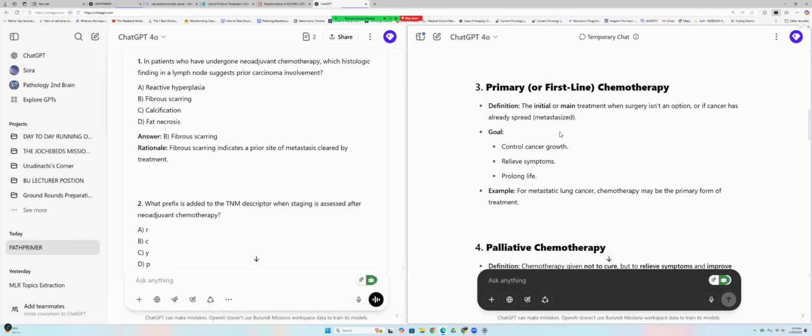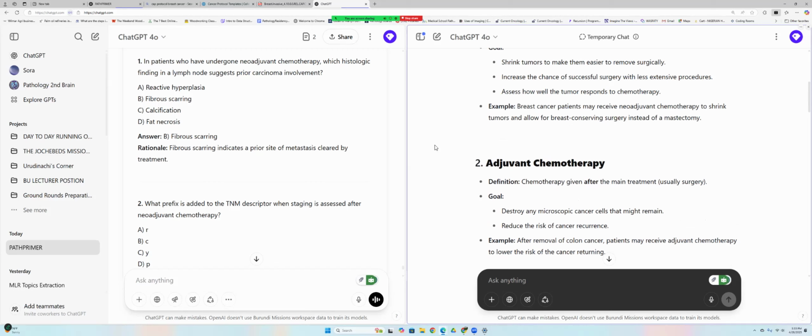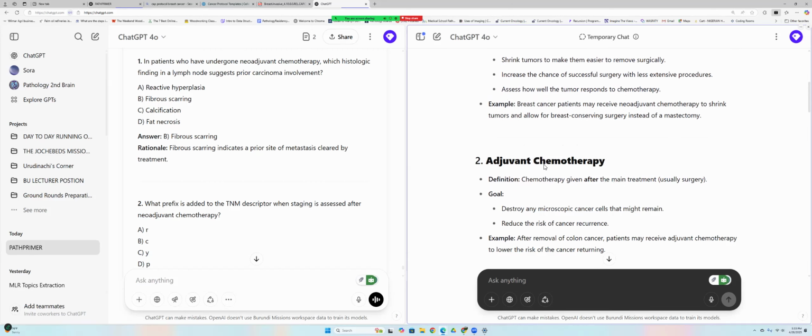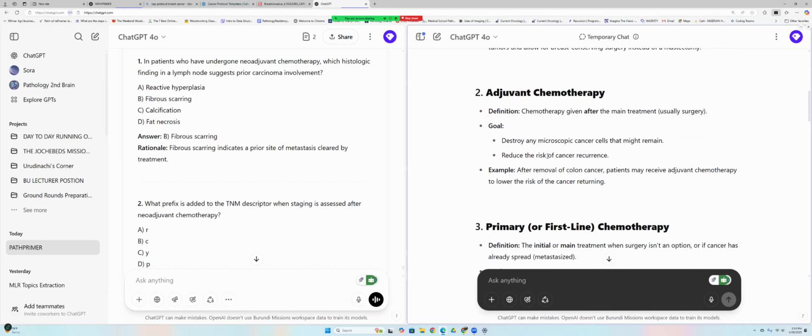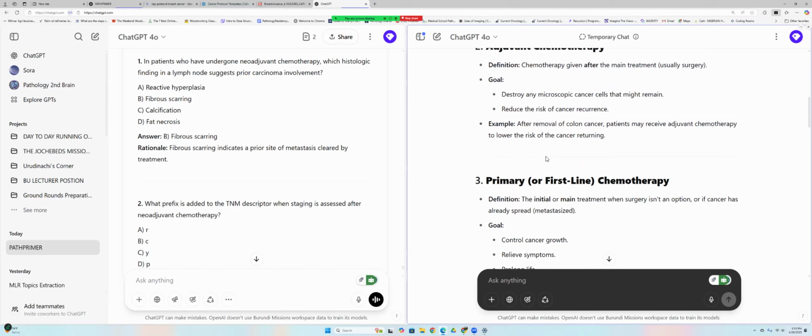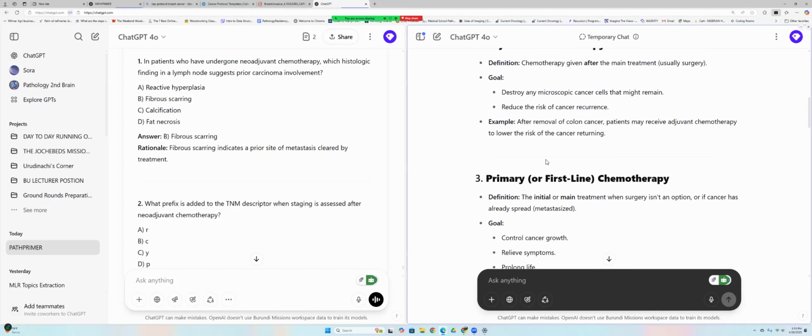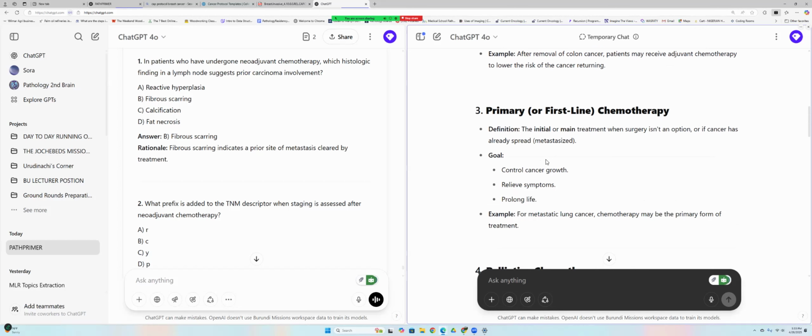First line chemotherapy is also another terminology. It is the initial or main treatment when surgery isn't an option. So when there's no surgery at all involved, we don't use the word adjuvant or neoadjuvant. Neoadjuvant and adjuvant are always only in relation to surgery or radiation, as a secondary intervention. Primary is in relation to either surgery or radiation. But when you're not going to do surgery at all, or maybe radiation, you call it primary or first line chemotherapy.